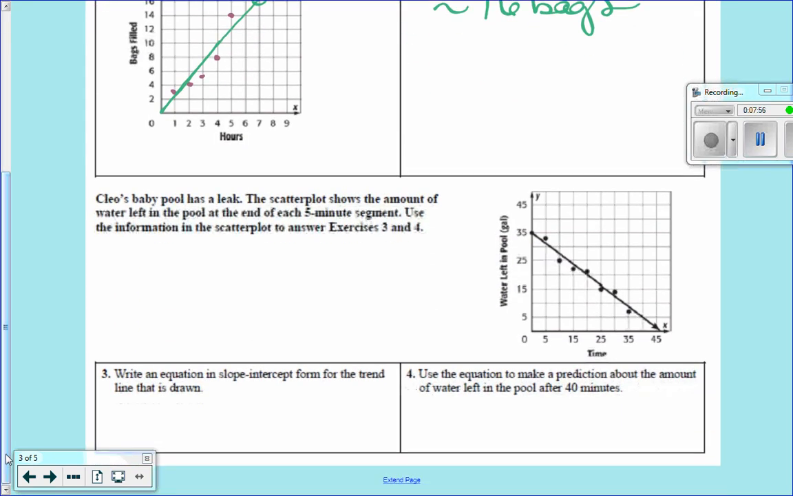All right. Last example we'll do together. Cleo's baby pool has a leak. The scatter plot shows the amount of water left in the pool at the end of each 5-minute segment. So in our mind, if the pool is leaking over time, that should have a correlation, right? And that should be negative, right? Because we're losing water. Good. We're going to use information in the scatter plot to answer number 3 and 4.